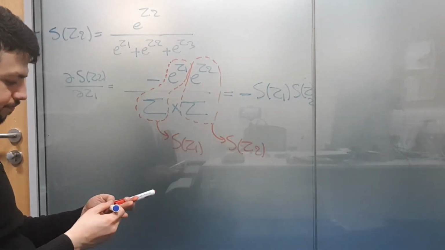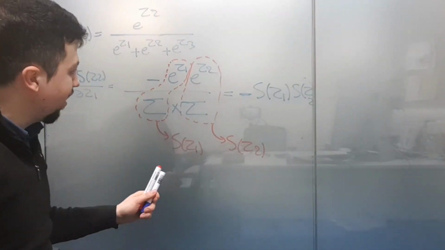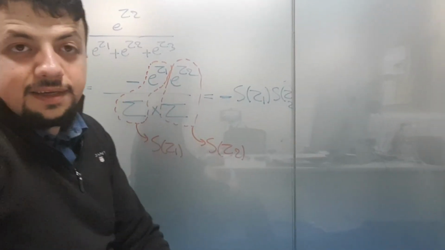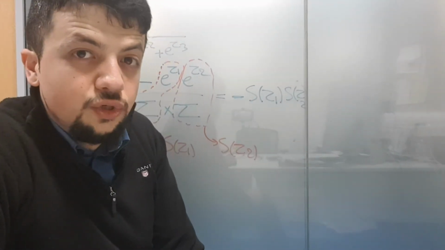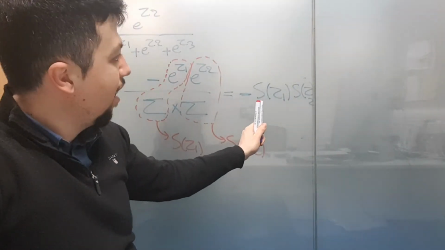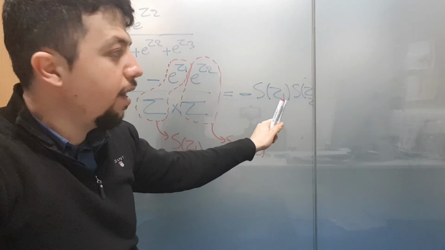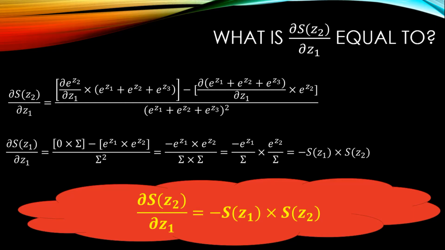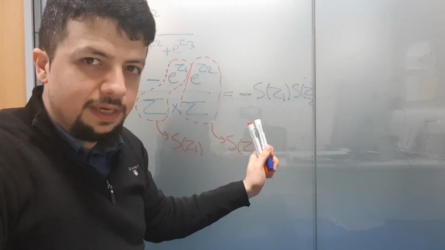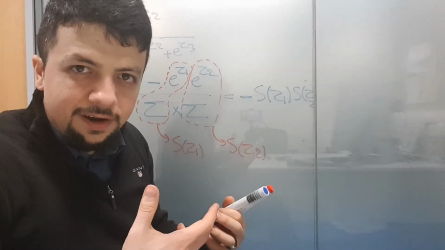So we see that once we are taking the derivative of s of z2 with respect to z1, we get minus s of z1 multiplied by s of z2. So this is different from the result that we got previously. So what's the story there?